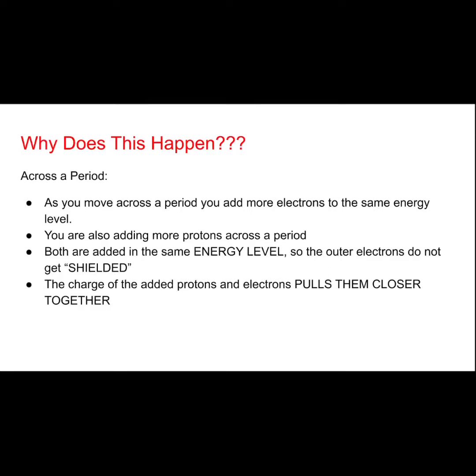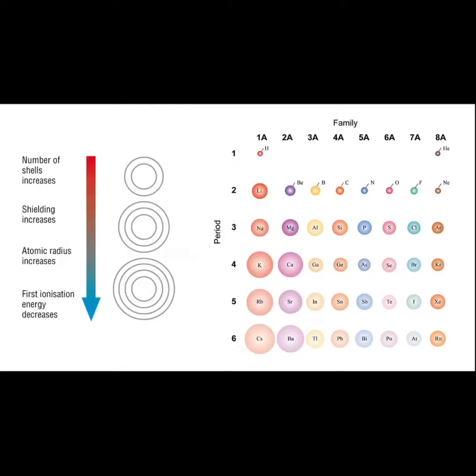When you go across a period, you add more electrons to the same energy level. You're also adding more protons. Both are added in the same energy level though, so electrons aren't really going to get shielded in this way. The charge of the added protons actually pulls the electrons closer to the nucleus, so that's making your atom smaller.